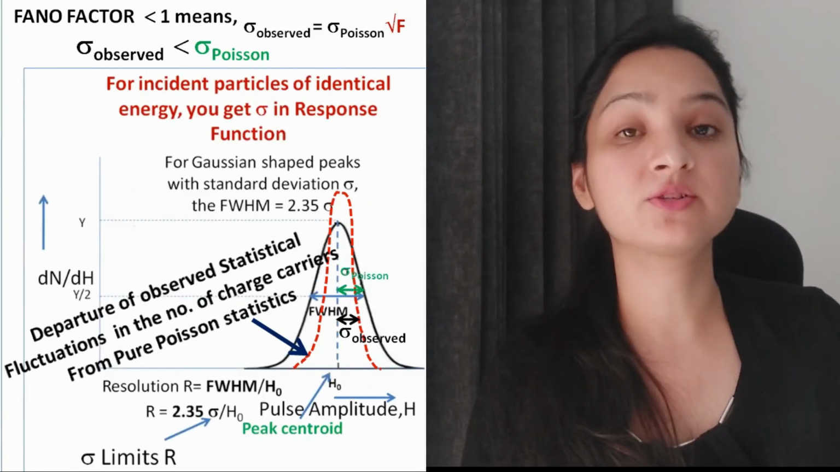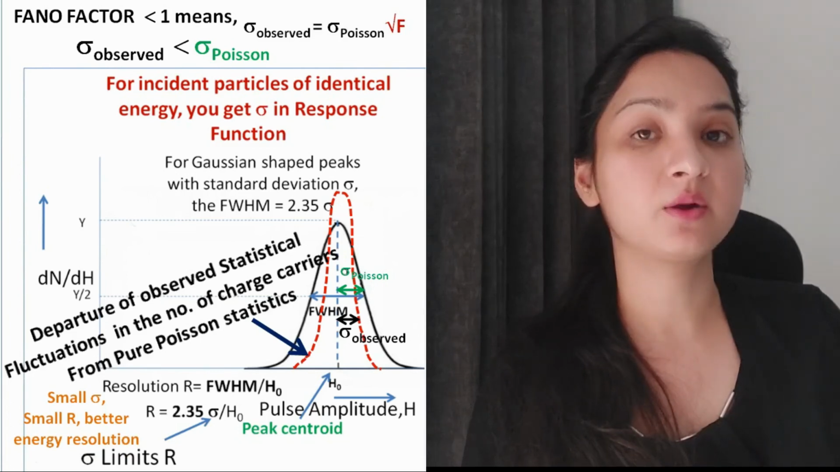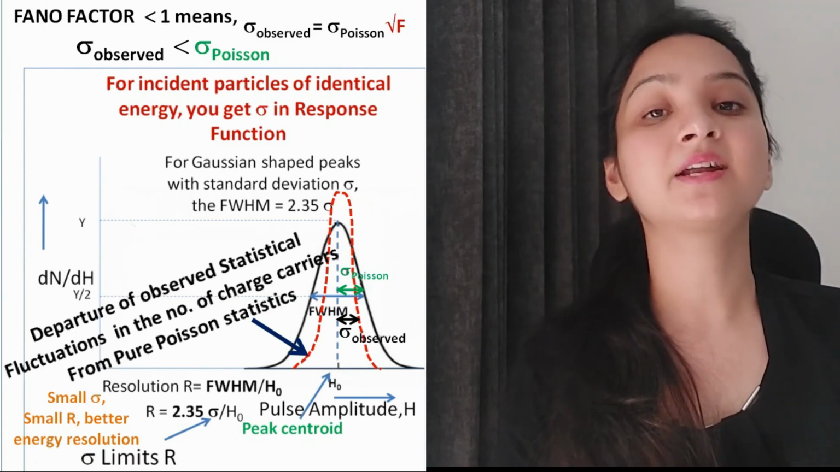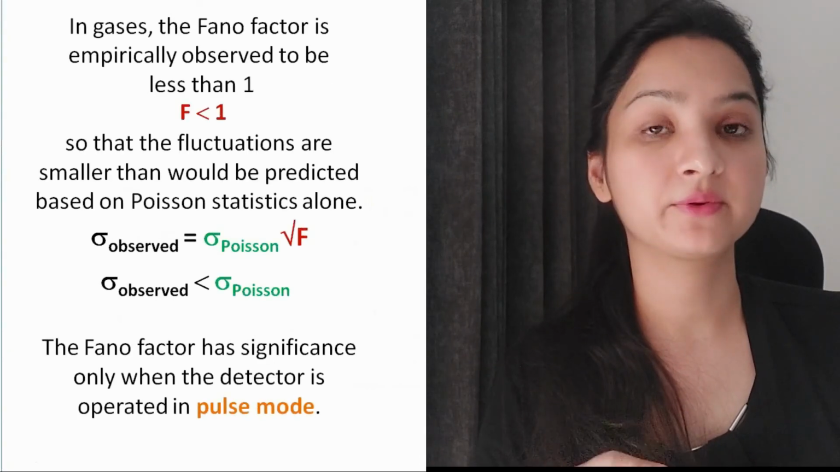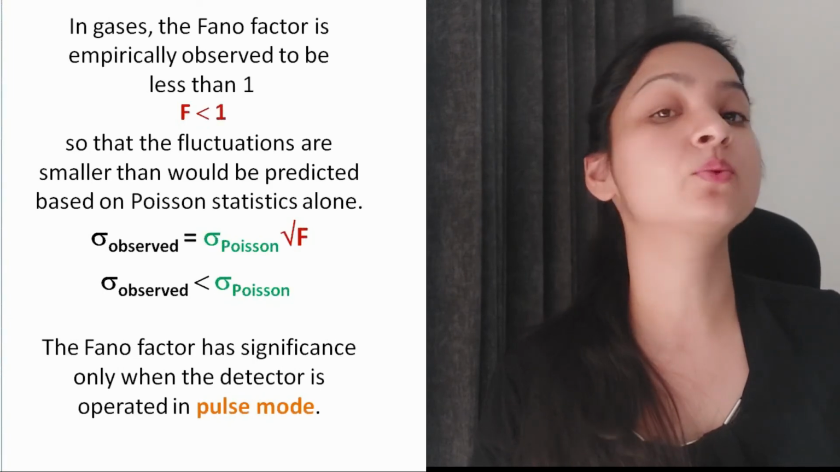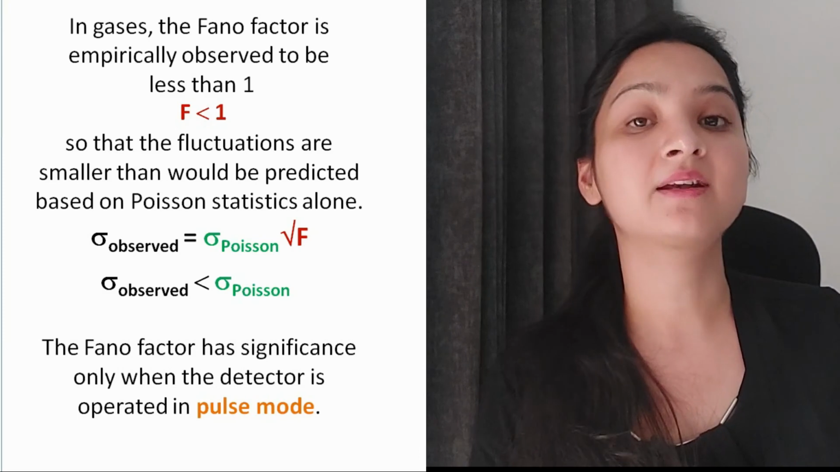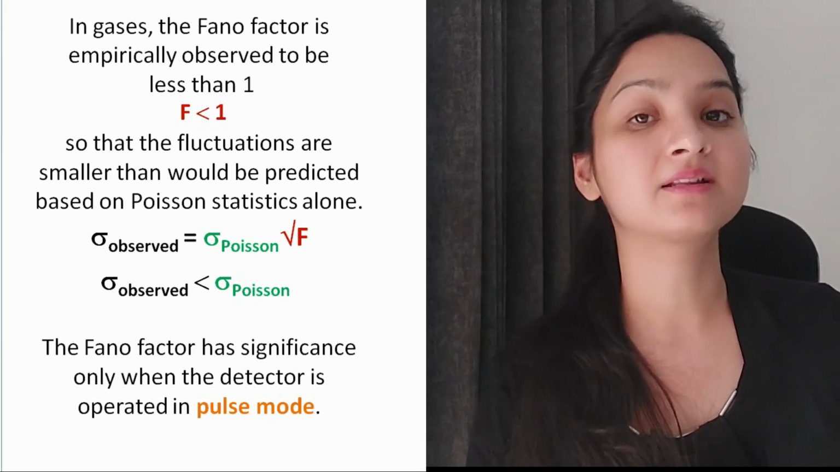तो ये जो आपका गॉसियन शेप्ड पीक है ये नैरो हो जाएगी एंड यू विल बी गेटिंग मोर नंबर ऑफ पल्सेस अराउंड दिस मीन वैल्यू। सो इन गैसेस दैट आर जनरली यूज्ड in the radiation detectors, this Fano factor is generally less than 1, which means nothing but that the observed fluctuations will be smaller than that governed by Poisson statistics, pure Poisson statistics alone.